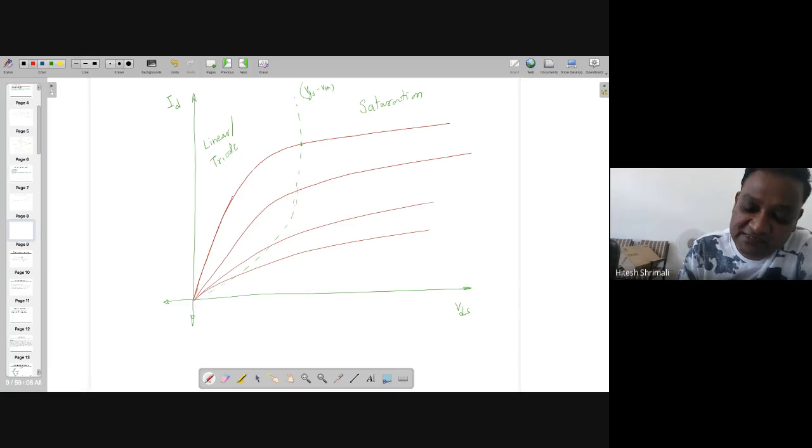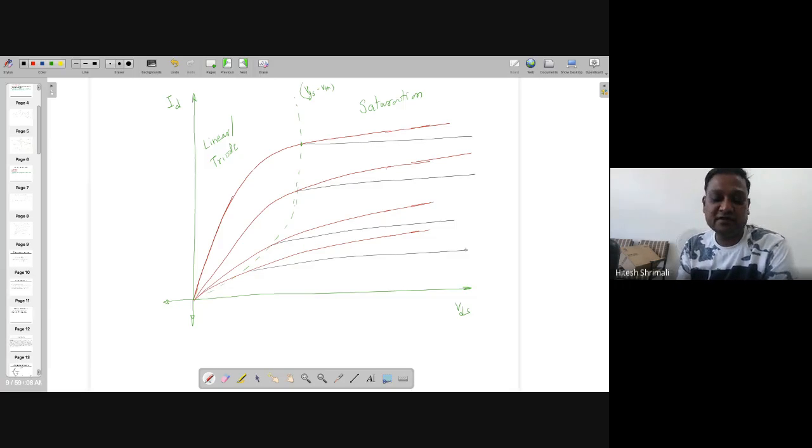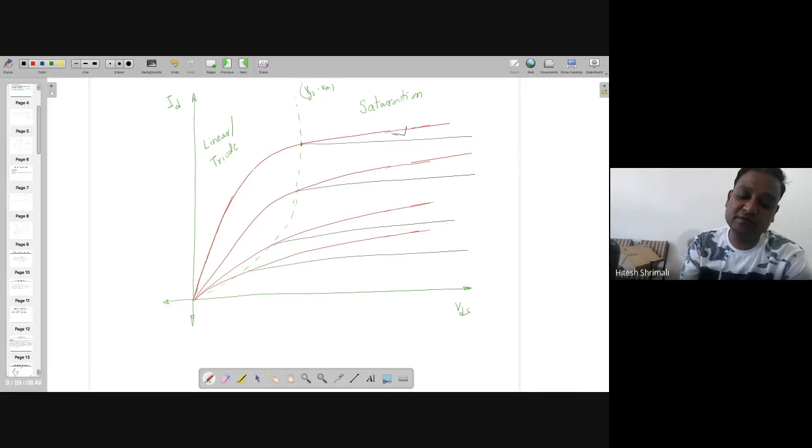Where VGS is increasing, so various values of VGS you can take. If here it's 0.1, then this will be more than 0.1 and so on. So it's increasing. Notably, you can see here the saturation curve. Actually, it's not a straight line. In ideal condition, it should be like this. However, it's not possible to have a straight line. It's going to have a little bit of slope.